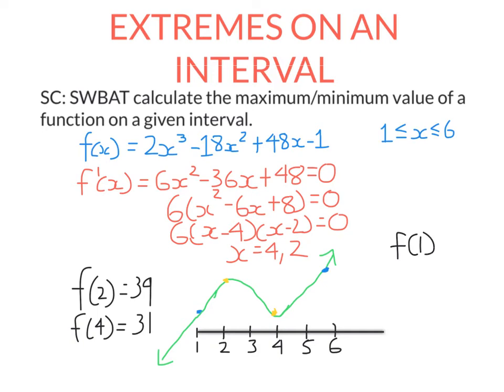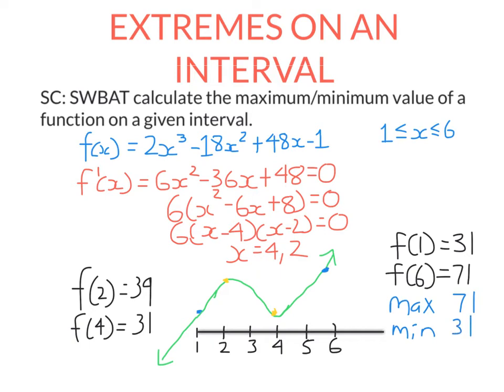So if I substitute f of 1 into the original function, I get 31. If I substitute x equals 6 into the original function, turns out I get 71. So at x equals 6, there's a much, much larger value of the function than when x was equal to 2. This is only a local maximum. This is a much larger value. So we conclude that the maximum value of this function on the interval is 71 and the minimum is 31.